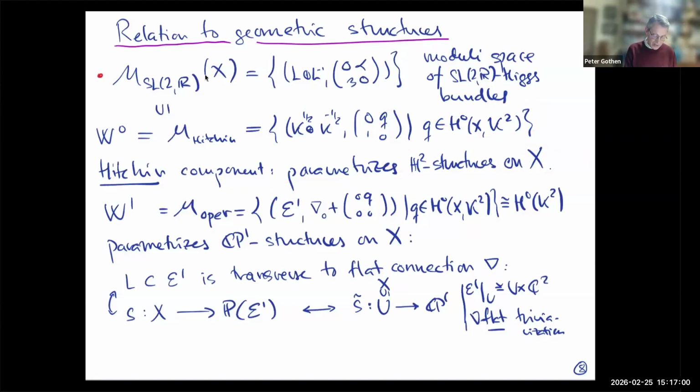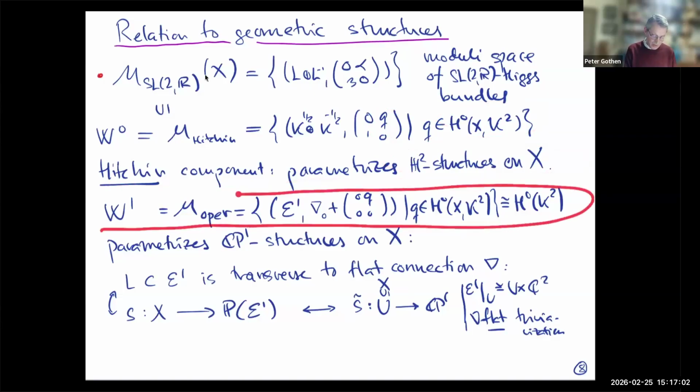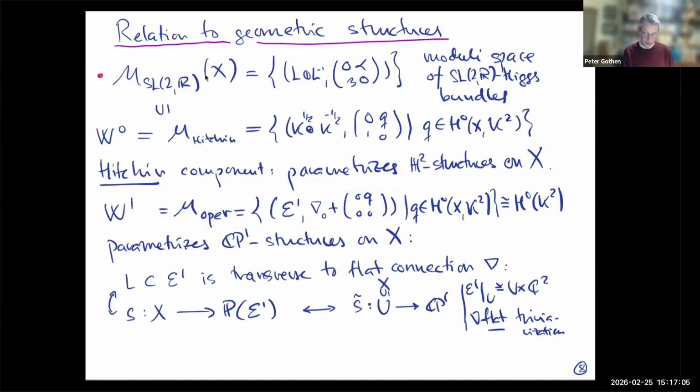In a similar way, this other component of all these holomorphic connections that can be built on this non-trivial extension and also parameterized by quadratic differentials, they actually parameterize the CP1 structures on X. So what's that? Those are geometric structures which can be given by charts, where the changes of coordinates are actually Möbius transformations, so natural transformations of CP1. So locally, X looks like an open set of the projective line. Okay, and how does that work?